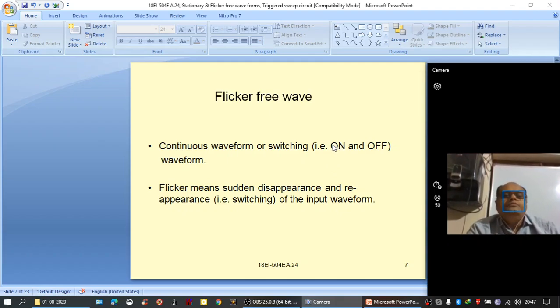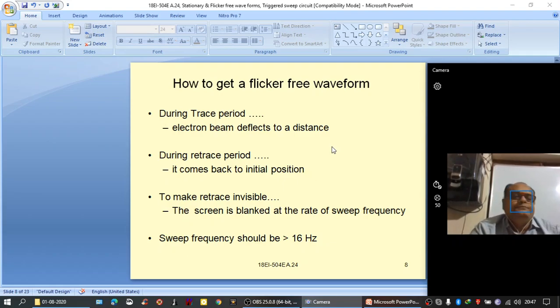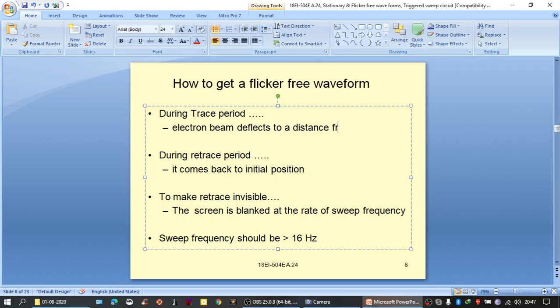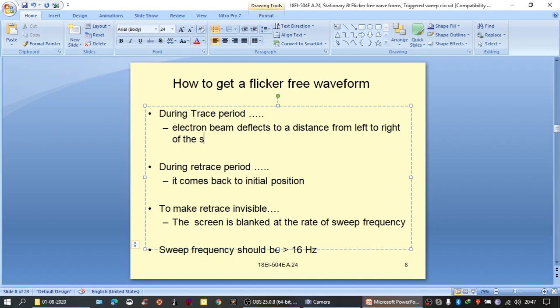So, what should be the condition for a flicker-free waveform? Now, here let us see. During the trace period of the sweep signal, the electron beam deflects to a distance from left to right of the CRO screen. During the retrace period, it comes back to the initial position, that is, from right to left.